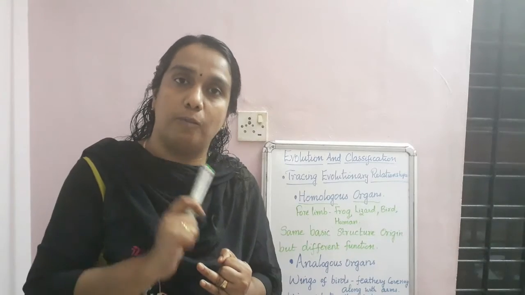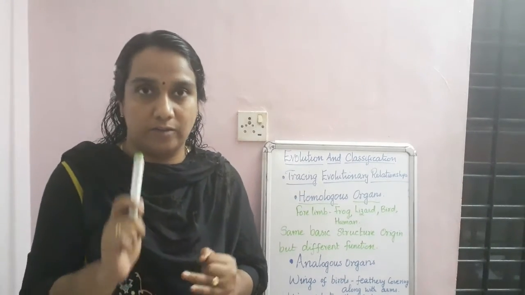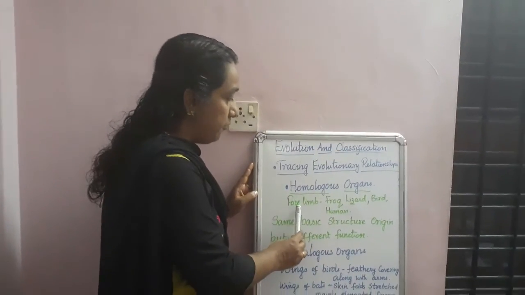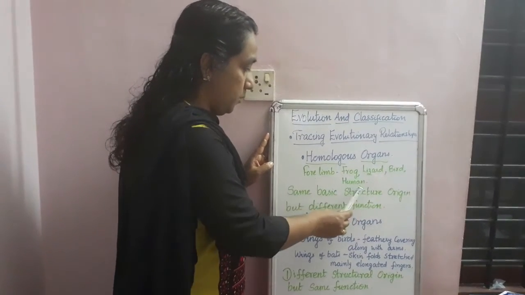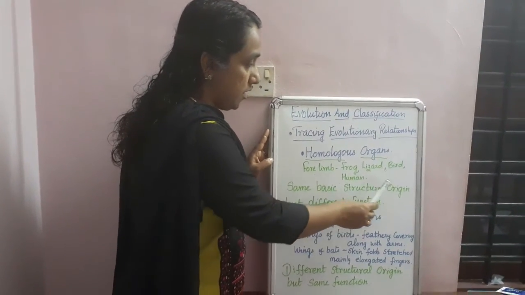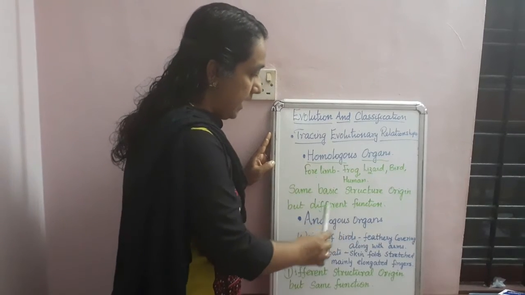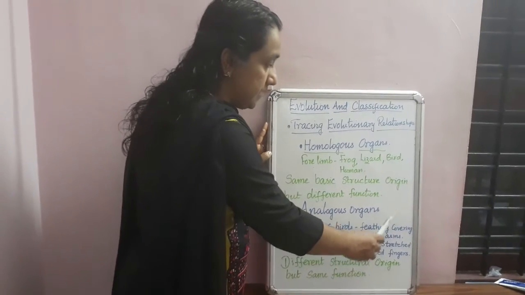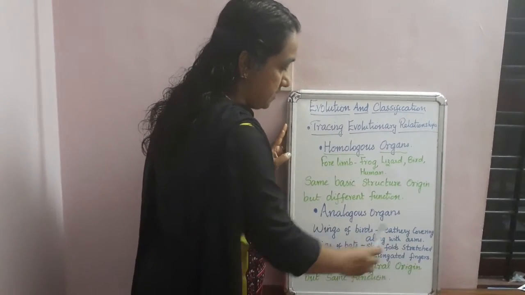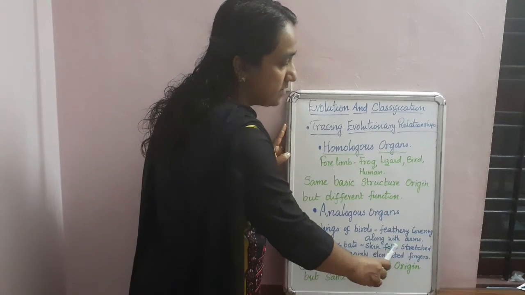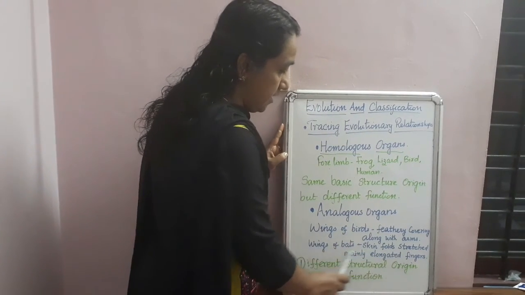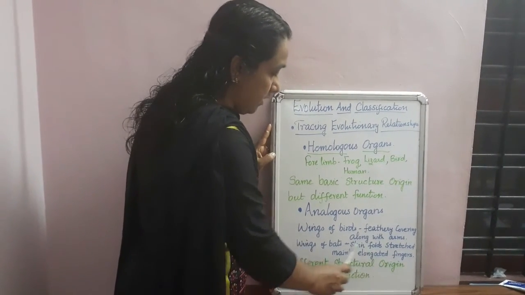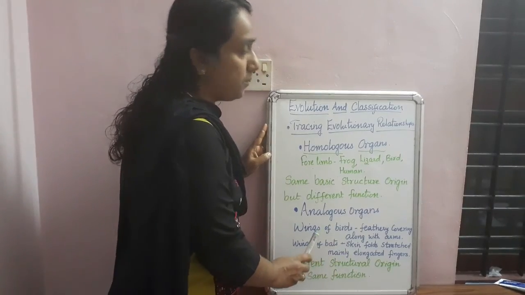What is the difference between homologous organs and analogous organs? Once again, just look here. Homologous organs, for example the forelimbs of frog, lizard, bird, human: same basic structural origin but different function. Analogous organs: the wings of a bird are made of feathers, a feathery covering along with arms. Wings of bats are skin folds stretched over mainly elongated fingers. So analogous organs have different structural origin but the same function. I hope it is clear to you.